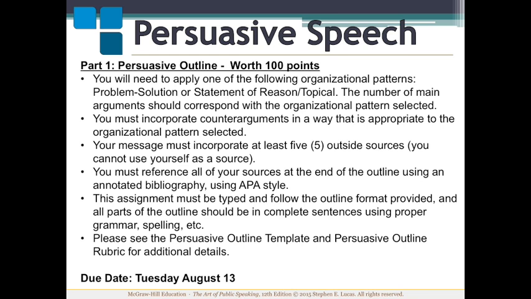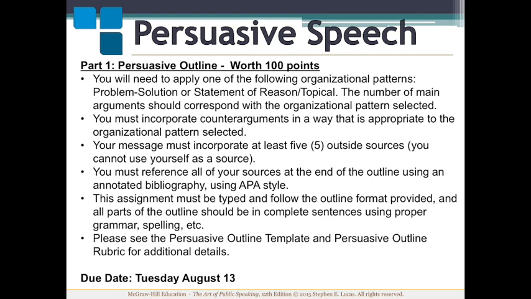Follow the outline format provided. So you look at that again. Some of you guys had your own versions of that. I would say stick to the facts, stick to the book, examples provided in class. And if all else fails, look at the persuasive outline template and persuasive outline rubric for additional details. So you're looking specifically at the rubric and how I'm going to grade this to make sure you're hitting all the cylinders.